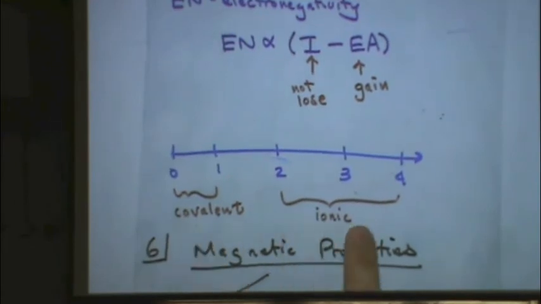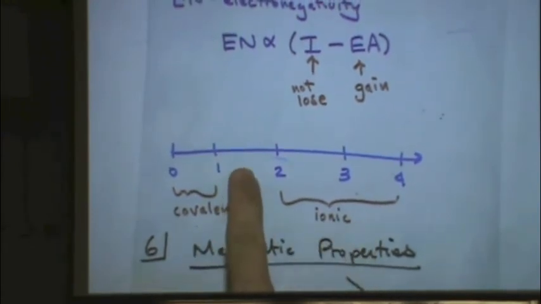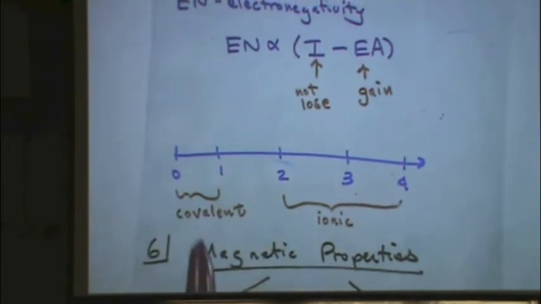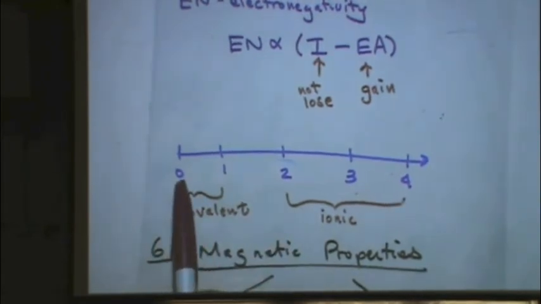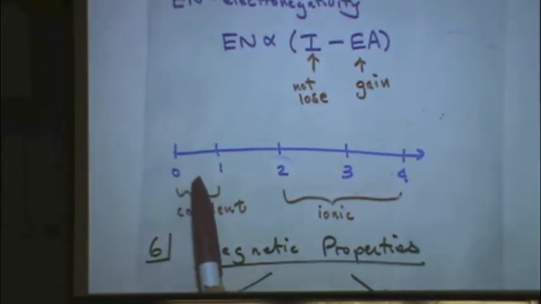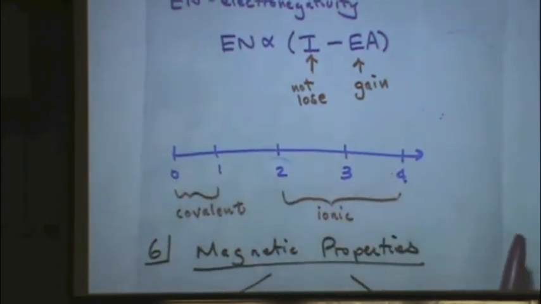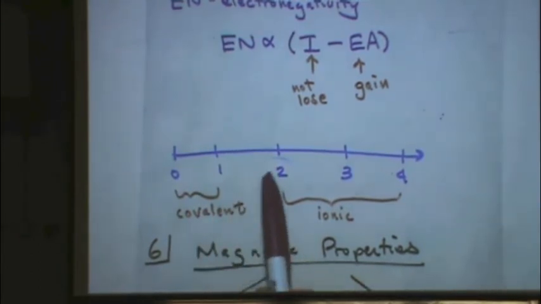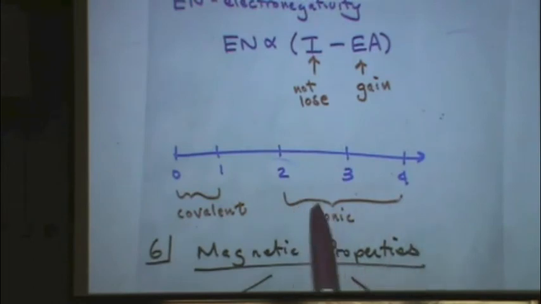We've got the covalent, we've got the ionic. Polar covalent would be in this section here in the middle. But really, the perfect covalent would be 0 here, and then it becomes more polar as it gets away from that. Generally, anything between 0 and 1 we call covalent. This would be the polar covalent region, and then we have ionic.